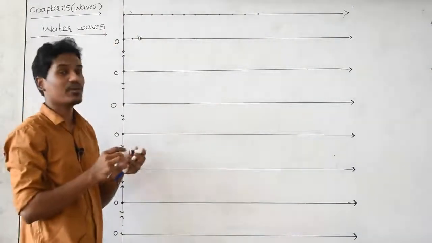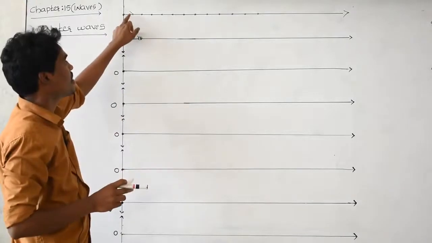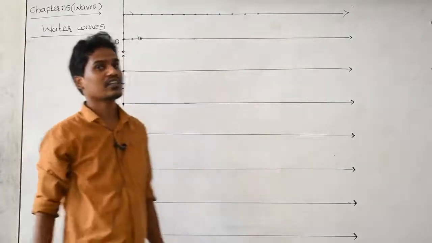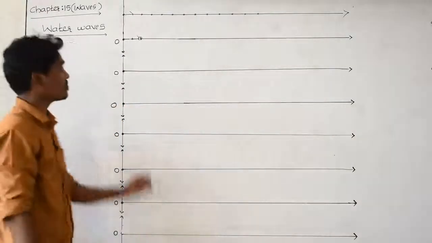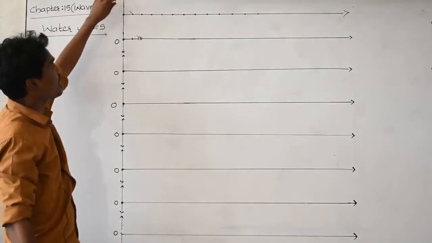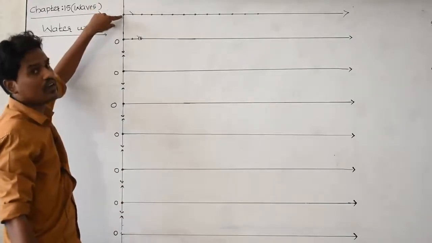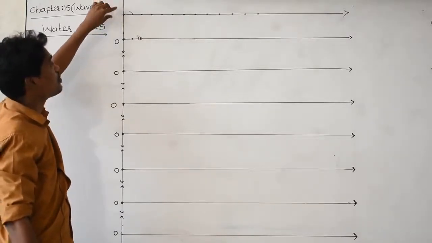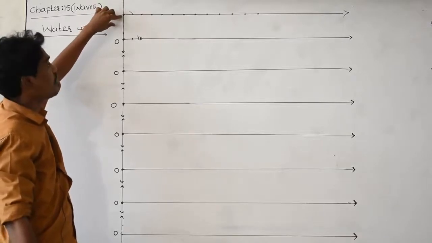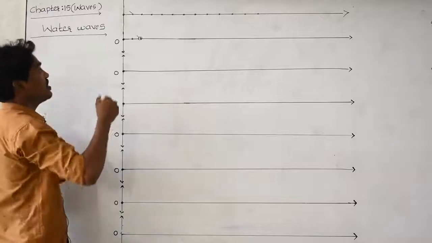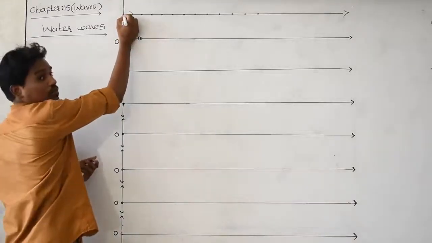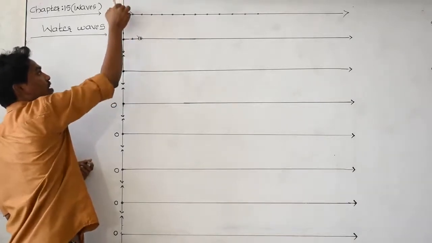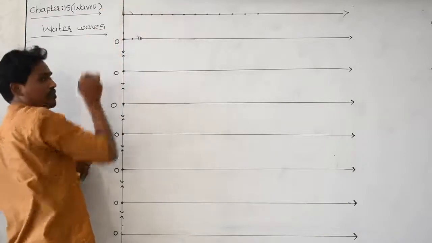For convenience, you imagine first water particle, second water particle, third, fourth, and so on. All the water particles are at rest. The moment this stone hits the first water particle, what happens? All the kinetic energy of the stone is transferred to the first water particle. After that, what is happening? This first water particle gets disturbed and starts vibrating about its mean position, like this.